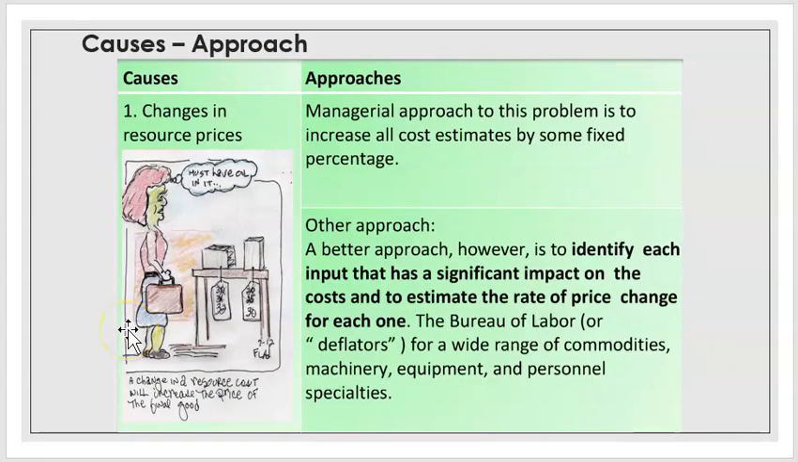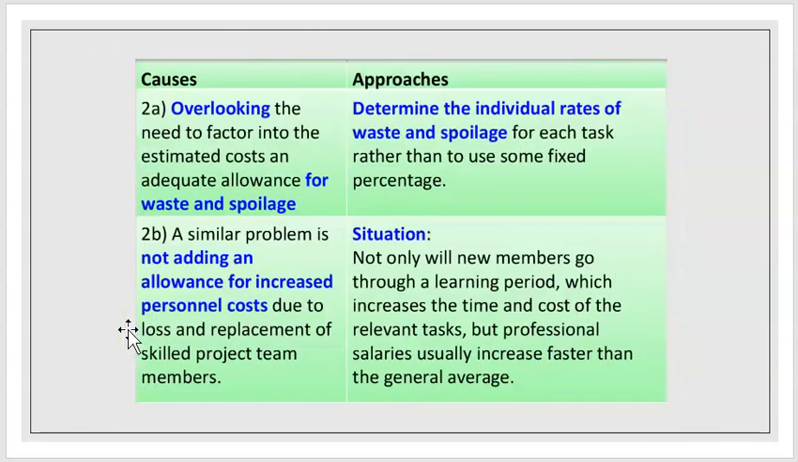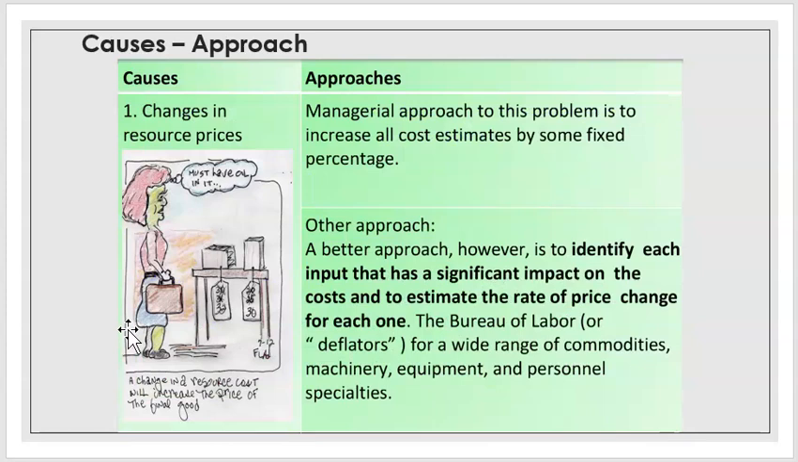So, we'll look into the causes and approaches. First, changes in resource prices. What approaches can a project manager take? One managerial approach to this problem is to increase all cost estimates by some fixed percentage to give some buffer to account for changes in resource prices. Another approach is to identify each input that has a significant impact on the cost and to estimate the rate of price change for each one.